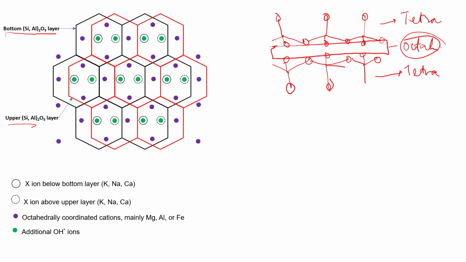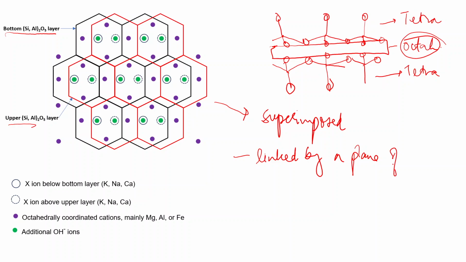So if you see here carefully, these two sheets of tetrahedra, the bottom layer and the upper layer, the one pointing upward and the one pointing downward, are superimposed. And once they are superimposed, they are linked by a plane of cations. Other than that, additional hydroxyl ions are also placed in together with the apical oxygens. So this is the apical oxygen.